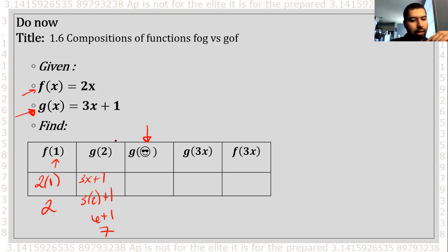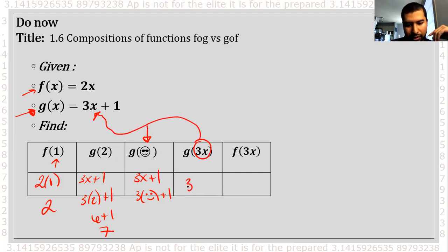Happy face. So same exact thing. You get the function g, which is 3x plus 1. And instead of having an x, you put a happy face. So 3 happy face is the best I could draw it, plus 1. And then that pretty much gets you the idea that if you have a different variable, you pretty much substitute it in, whether it's a 2, an x, a y, a k, or in this case, a happy face. Now 3x: same exact thing, I get my 3x and I substitute it into the x.